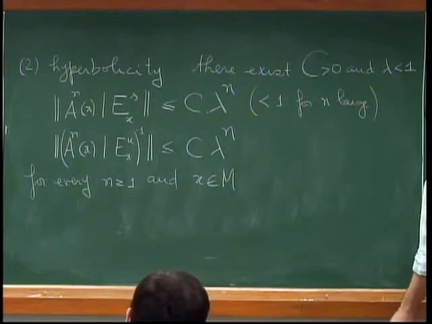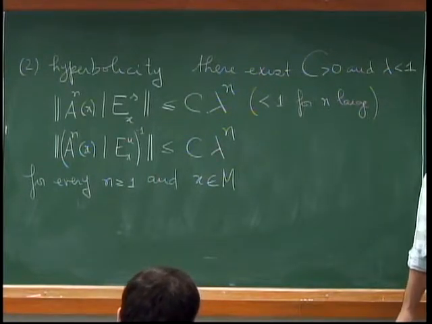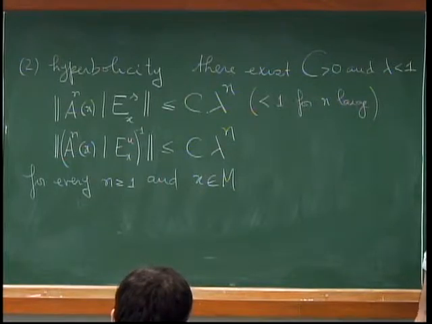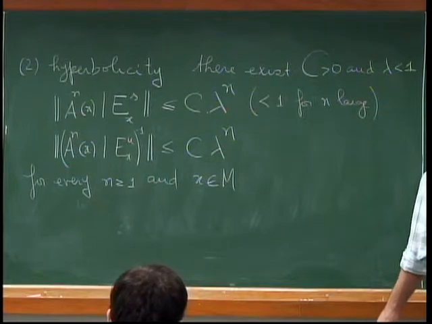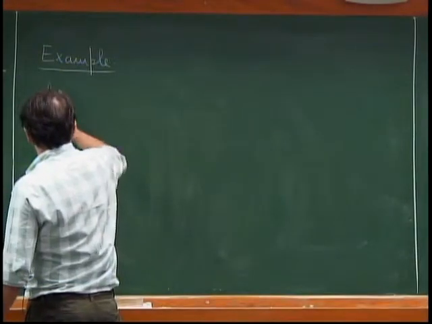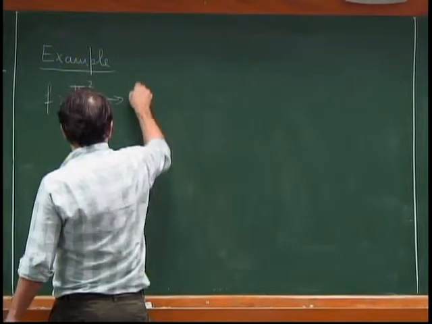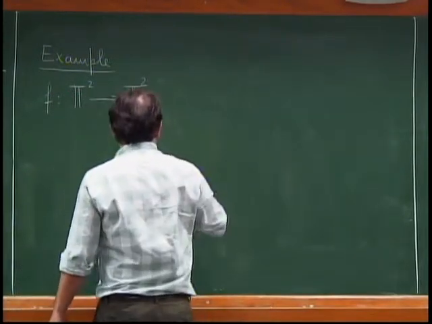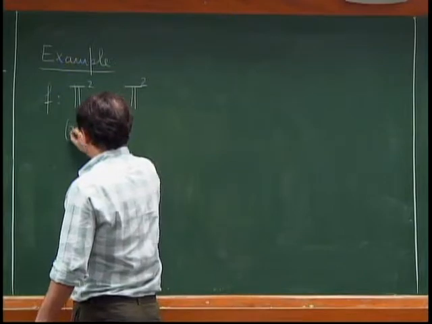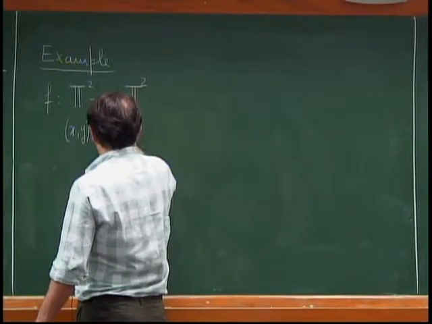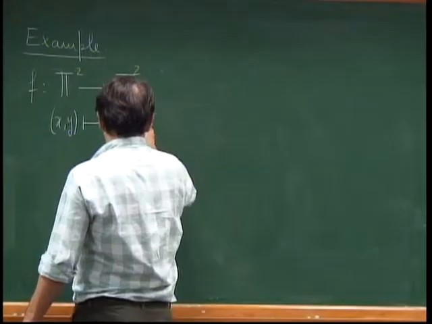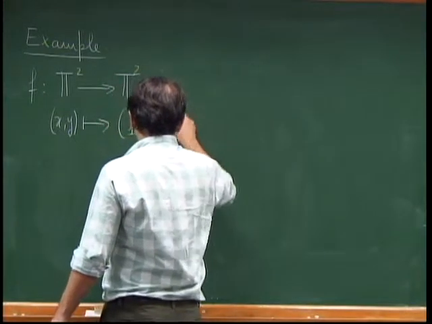Example. Just take f from the 2-torus to the 2-torus given by (x, y) goes to the matrix (2, 1; 1, 1) times (x, y).